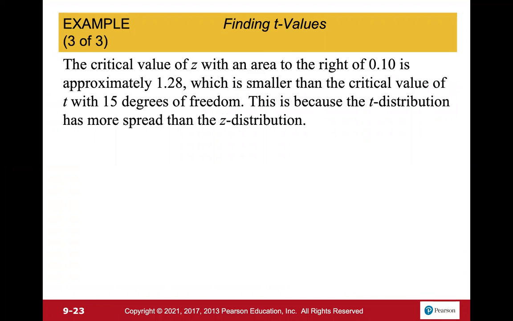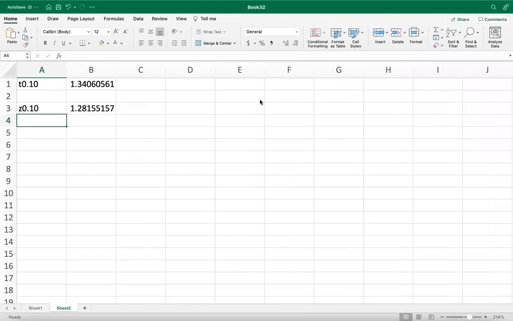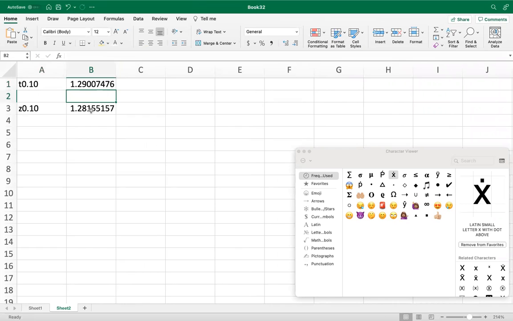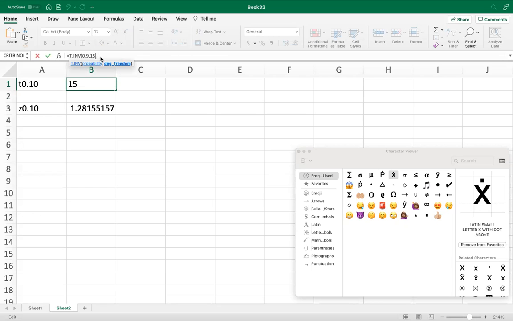It is 1.28, which is smaller than the critical value of t with 15 degrees of freedom. This is because the t-distribution has more spread than the z distribution. All right, just so we could see the difference. If we get a rather large sample, we start getting closer and closer to the normal distribution. Here, with a sample size of 100, I think they say that 30 makes it roughly normal. But anything larger, we could say 500, starts getting closer and closer to the normal distribution. But let's go back to what they wanted here.